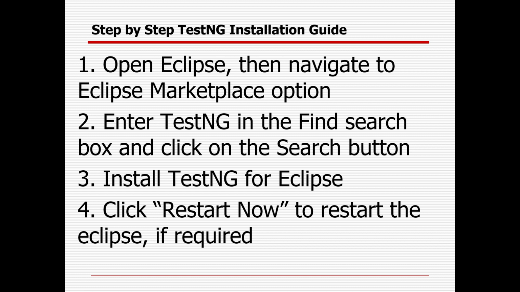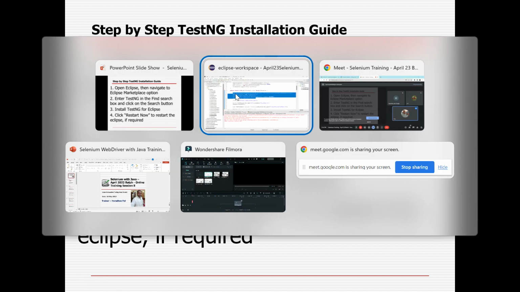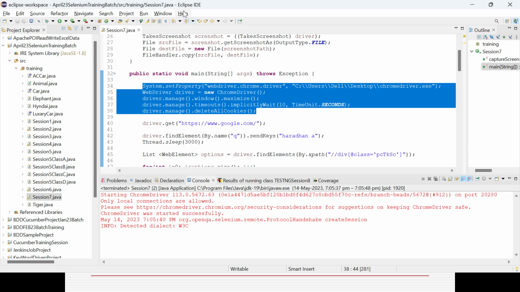So how can you install TestNG? It is a one-time activity in Eclipse. Once you install it one time, you can create n number of projects and associate TestNG to the project. So first thing, you need to go to Eclipse, then the Eclipse Marketplace option, right?